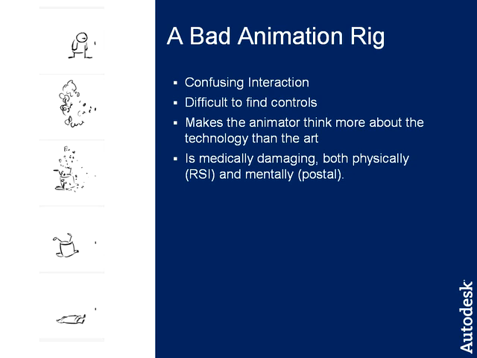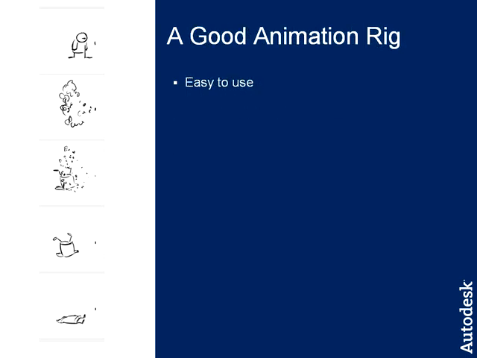A bad animation rig is also medically damaging, both physically, it can give people RSI, and mentally, they can go postal. If in order to move something, I have to hold down too many key combinations or do something else that physically hurts, that's bad. You should try and make a rig that is the least painful as possible. And something I recommend doing here is actually watching people use the rig. If you find they're clicking in too many places or doing too many things in order to select something, then you can see that this can be potentially physically damaging.